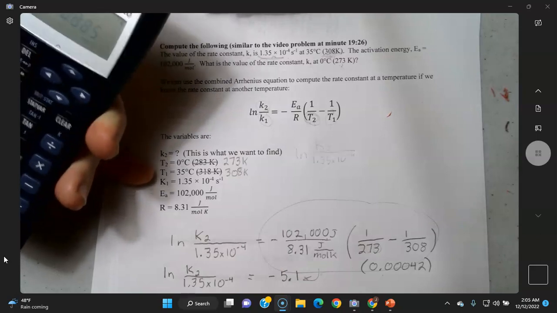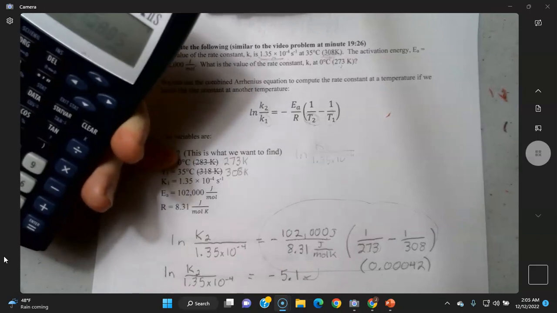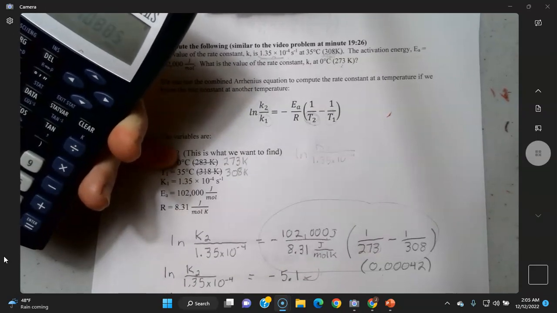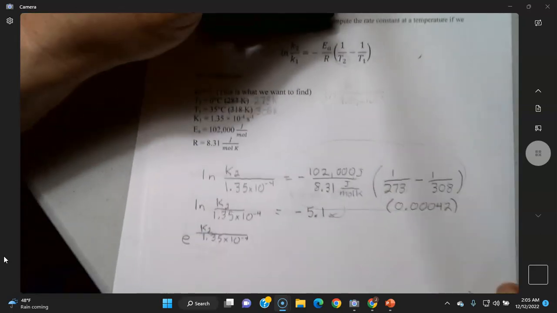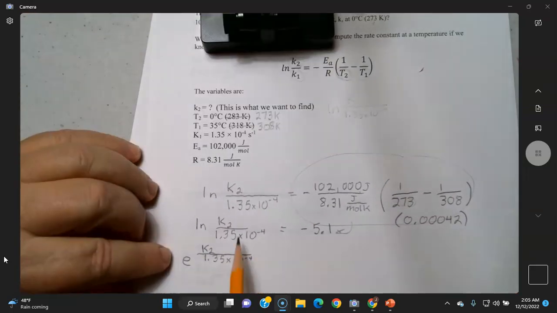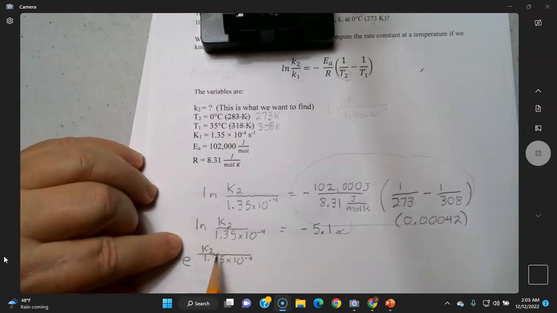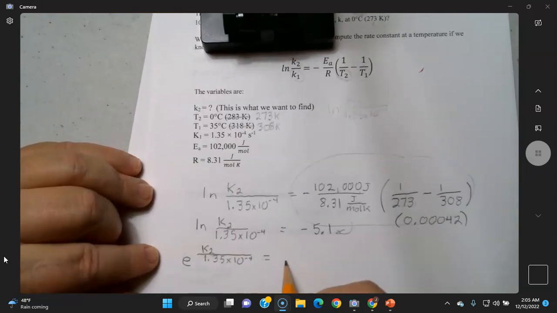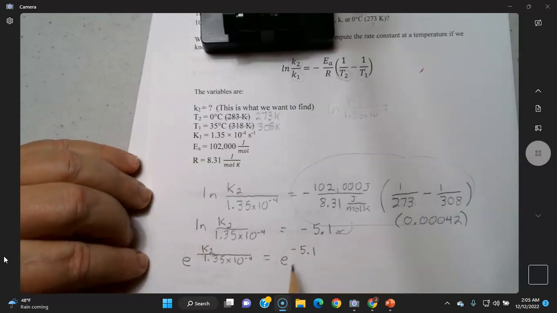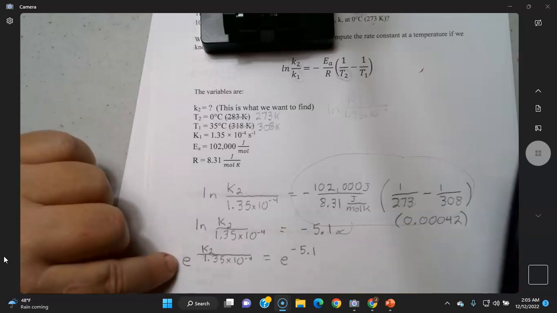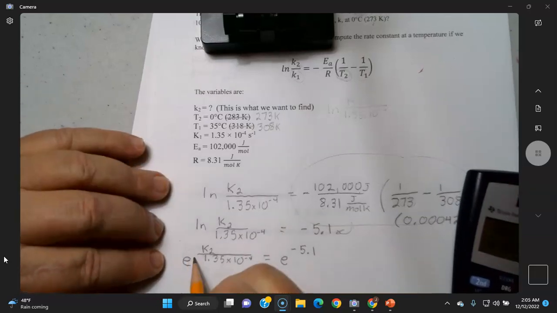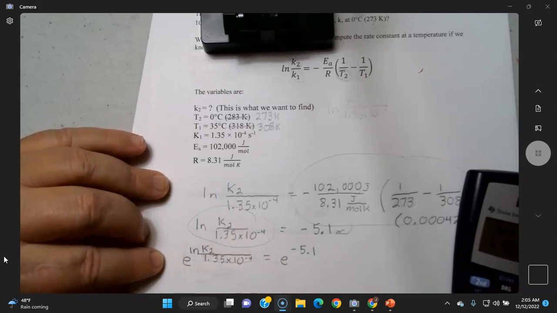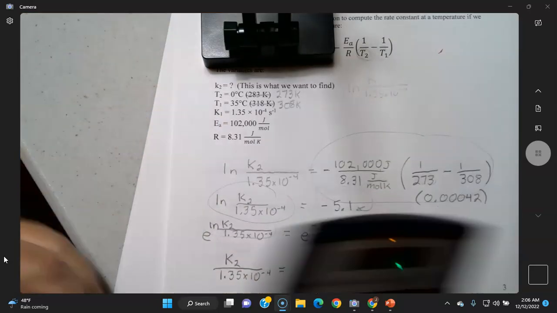Okay, so what do we do to get this out of the log? You say e raised to the K2. I just said e raised to this power equals e raised to the negative 5.1. So this you do on your calculator. So this simply becomes, I should have put the ln there. So this whole thing becomes the exponent, which becomes simply K2 and e to the negative 5.1.